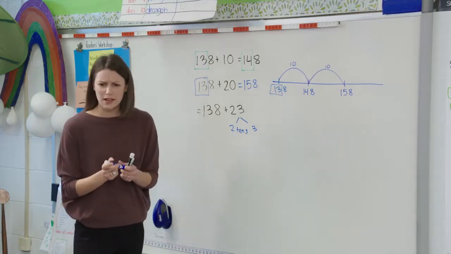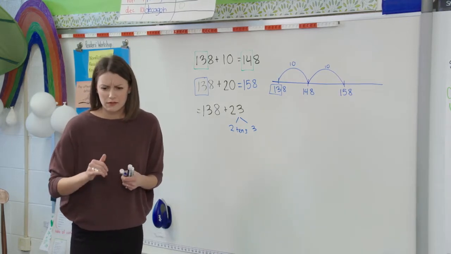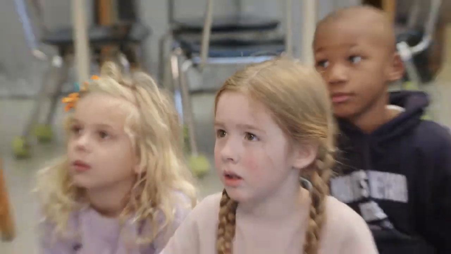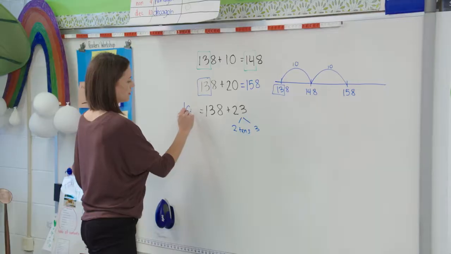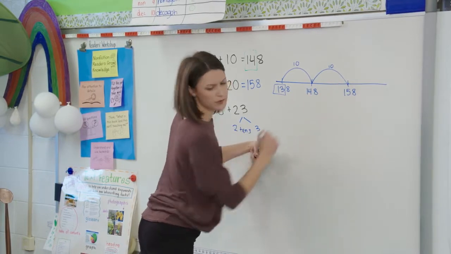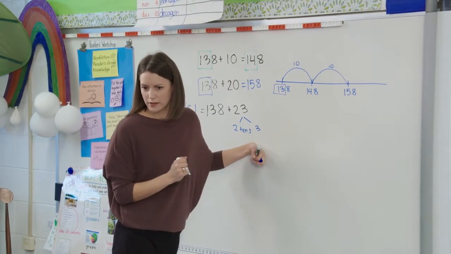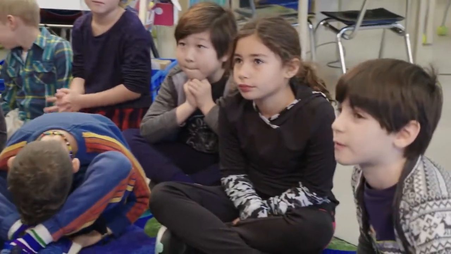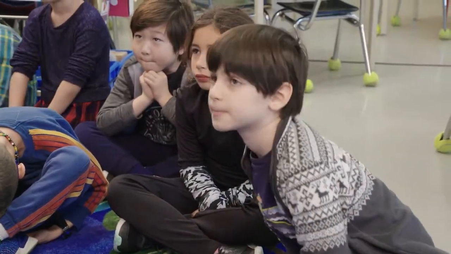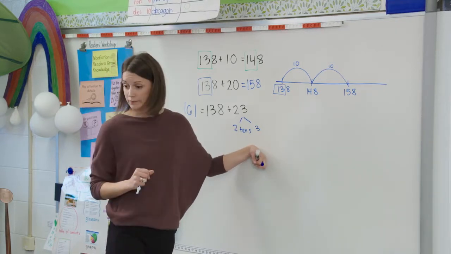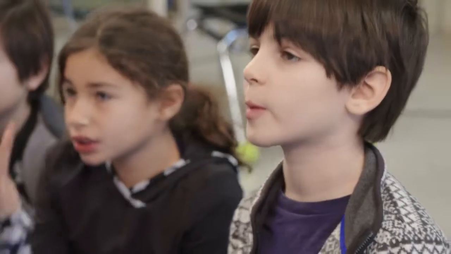Did you all get that same answer? Yeah, what was it again, everybody? 161. 161? Okay. All right, is that true if we add 3 on? Anyone see an easier way to add 3? Isaac? Well, I'm just going to start from the beginning at the 20 and 3. 20, adding 3 more. We've added 20 here, right? So now we're at 158.